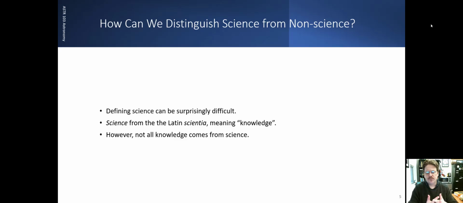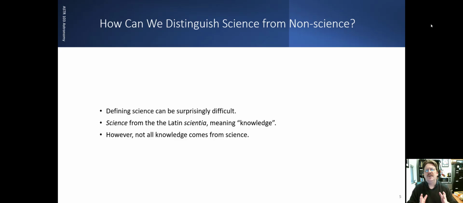Now, one of the questions I think is becoming even more relevant today, particularly in my experience, there seems to be a rise in science denialism, particularly in this day and age of COVID, mask wearing, and vaccines and so forth. So I think it's more crucial than ever to understand the difference between science and non-science or pseudoscience. Defining science is actually surprisingly difficult.